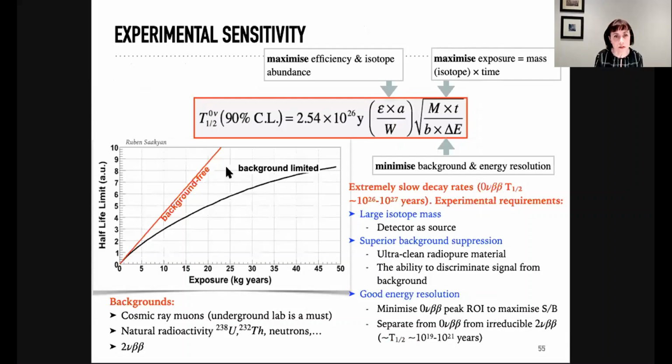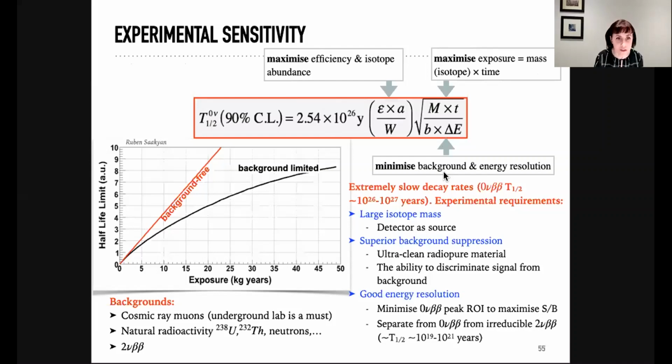The other part that I want to highlight, just before I conclude, is that in order to reduce the uncertainty on the final results, what we want to do is maximize the number of isotopes and also the time, and minimize the background. So there are conditions that you need to try to achieve in order to measure the lepton violation.